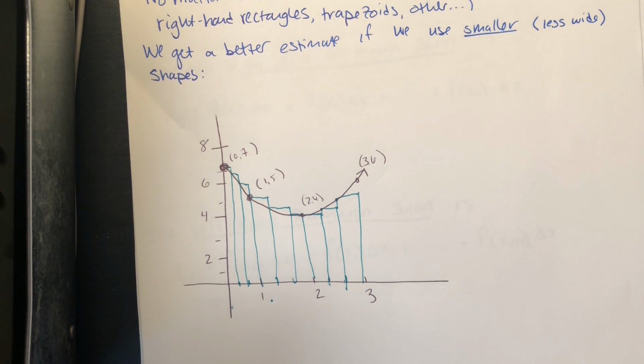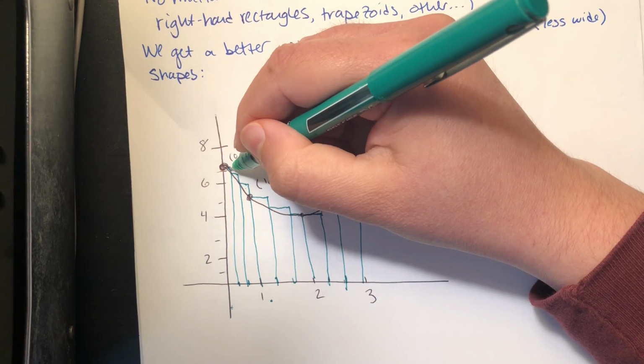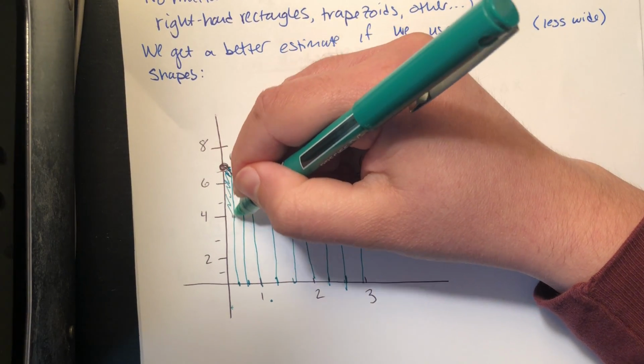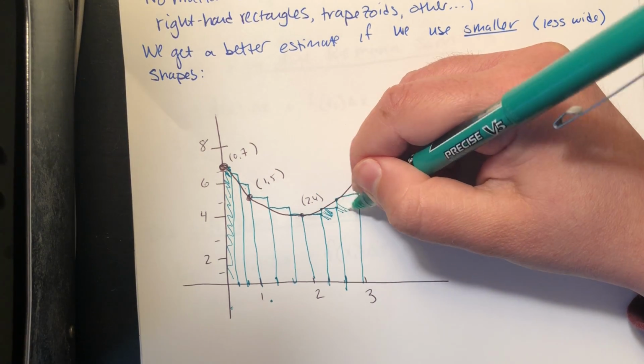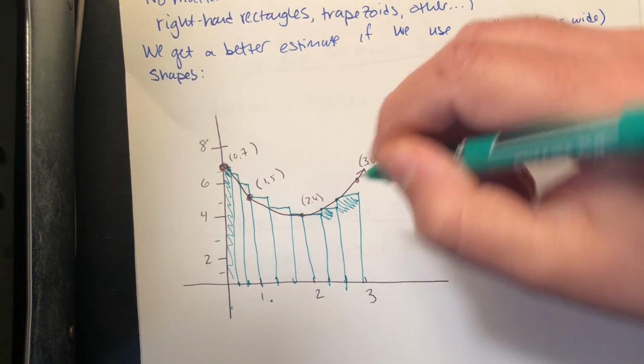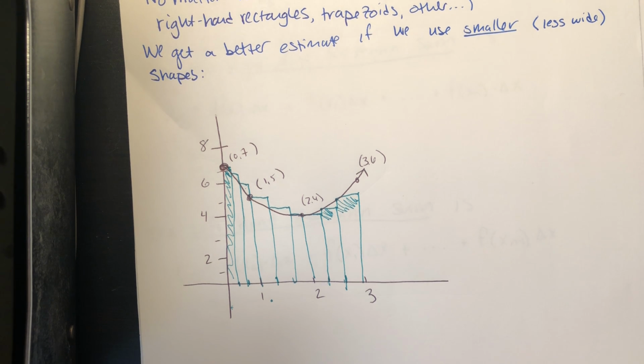I haven't shaded in all of these, but some of it's below the curve, and some of it's up above the curve. Some of it comes in below and ends up missing a little bit of area. And so again, it's not going to be perfect, but it's going to be better. And we could break this up even smaller. We could break up this interval from 0 to 1 into 10 pieces and draw 10 rectangles right in between 0 and 1, 10 more between 1 and 2, 10 more between 2 and 3, and that would give you an even better estimate. The more rectangles you use, the better your estimate will be.